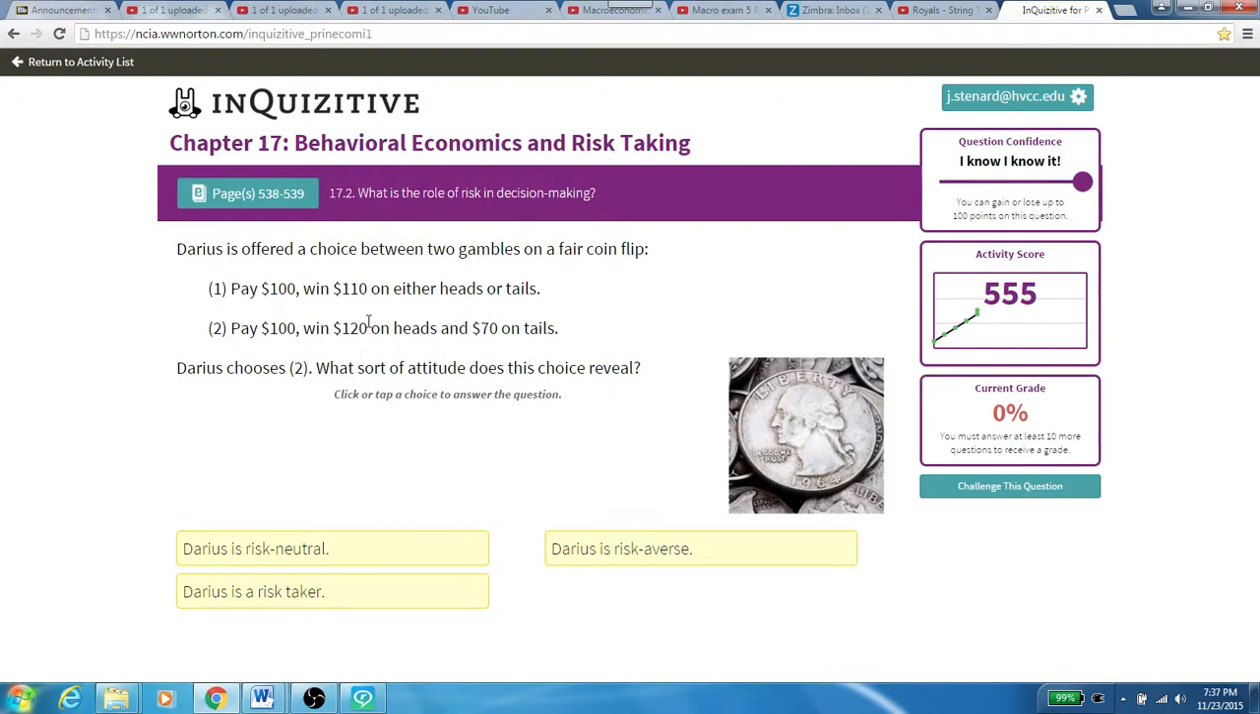So the value of $120 on heads, since it comes up 50% of the time, is worth 60, and the value of $70 on tails is worth 35, or half of 70, which when we add 60 plus 35 together, that's $95. So definitely the 110 guarantee is better than the 95 value of the second game. However, since Darius chooses number 2, that shows he has an attitude that means he's a risk taker.